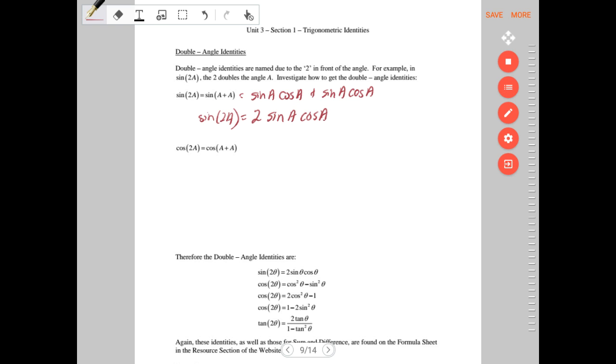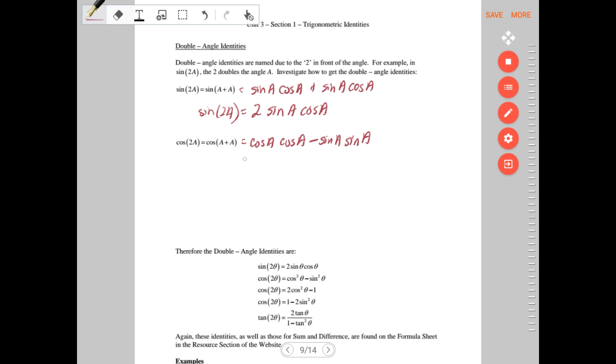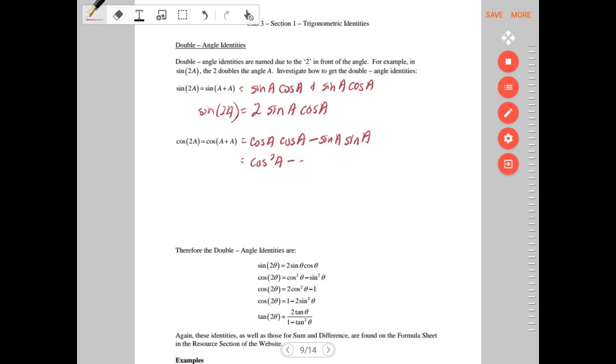Great. What about cos of 2A? Well, again, it's cos A plus A. So using our sum and difference identities, that's cos A times cos A minus sine A times sine A. Well, cos A times itself is the same as cos squared A, and sine A times itself is the same as sine squared A. So there's one identity right there.